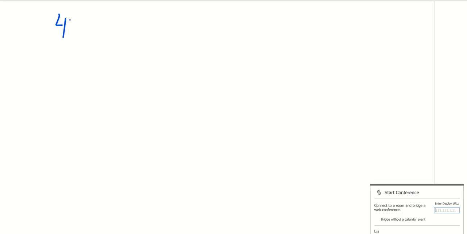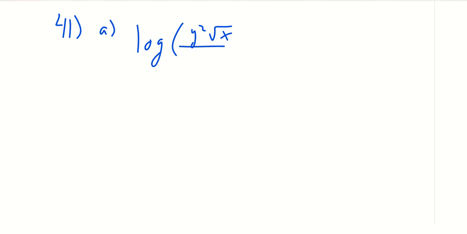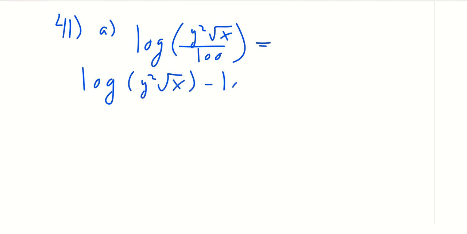Let's take a look at the next set in question 41. We're going in the reverse order. So starting with a single log, we're asked to expand it. First things first, we can use the quotient rule to say that this is the log of the numerator minus the log of the denominator.